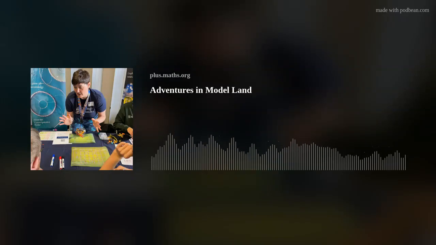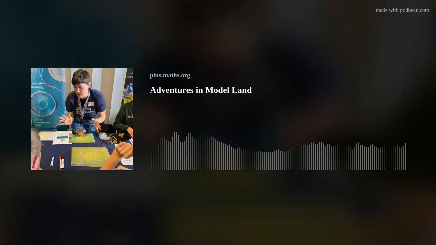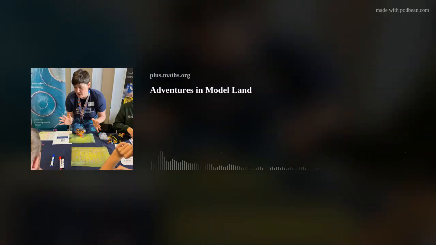Now, a couple of weeks ago, I was lucky enough to visit Jess at the Games Expo in Birmingham, which was great fun. As well as getting a sense of the physical games that were related to Jess's mathematical research, we also spoke about this idea of adventures in model land. And Erica, Jess said that the idea of model land came from your book, Escape from Model Land. Can you give us an idea of model land as you discuss it in your book?